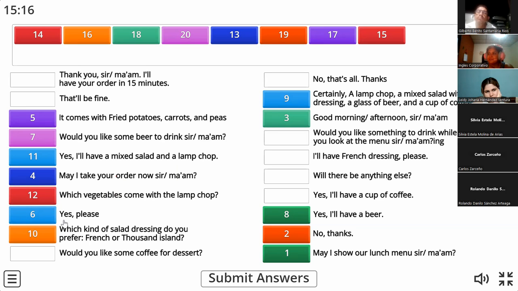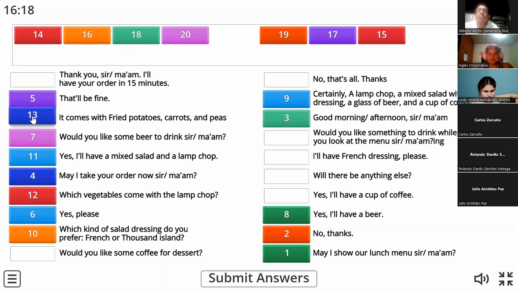Number 13, Maria Leticia. ¿Qué vegetables? Quiero ver. Pero la que les sigue según yo es would you like some, no. It comes with fried potatoes, carrot and peas. This one, do you consider that is number 13? Yes.